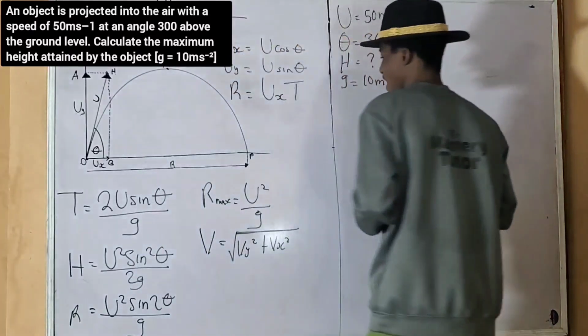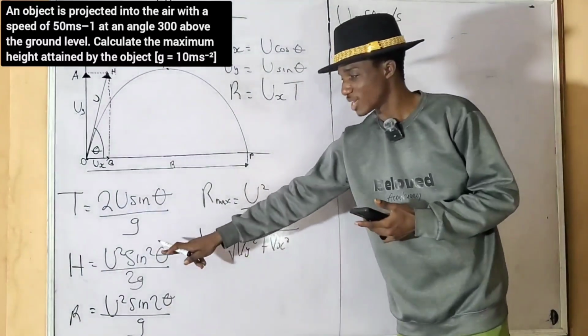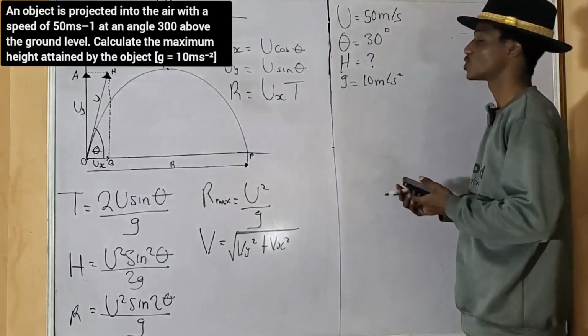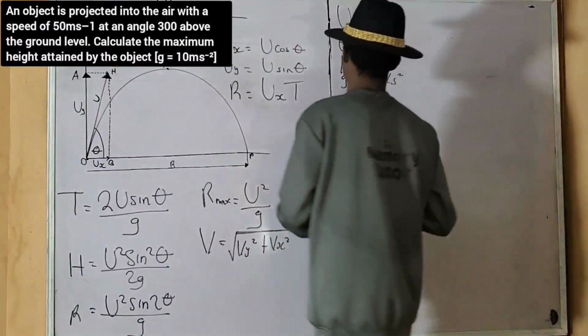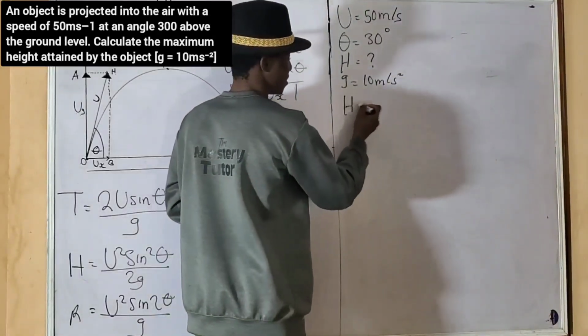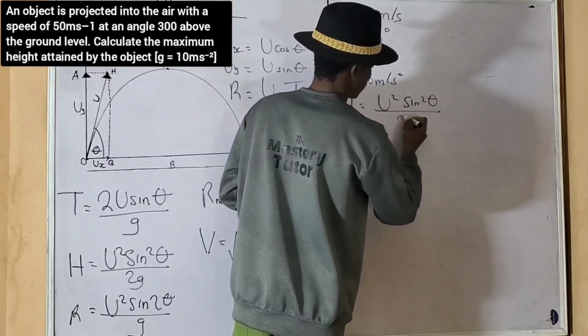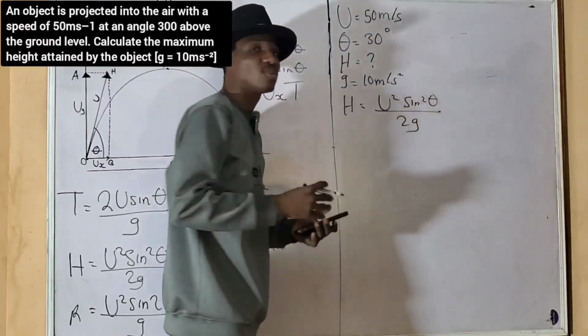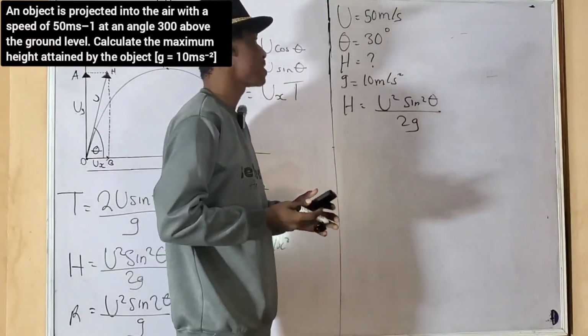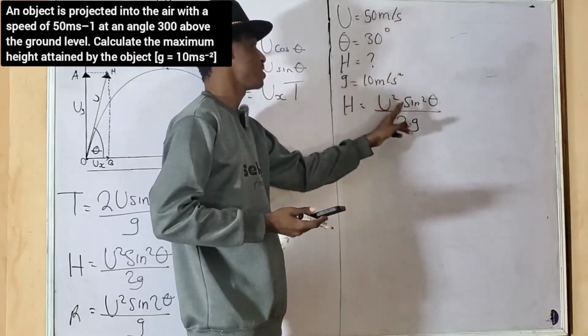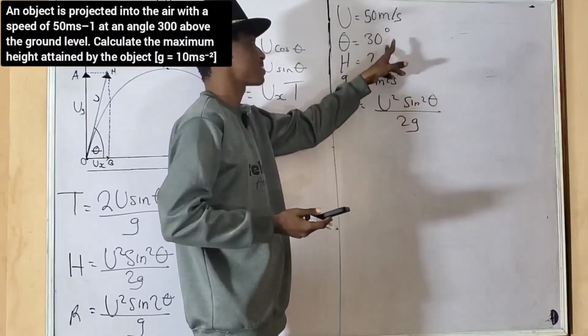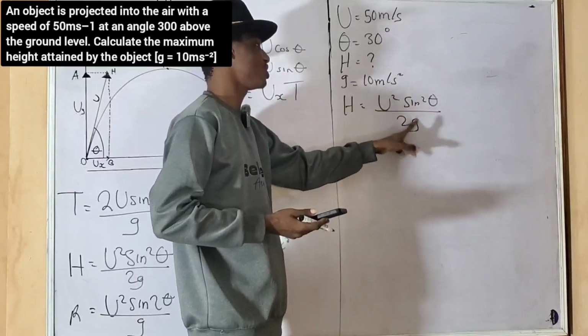Since we know that height is u squared sine squared theta over 2g, we don't have to do anything, just replace u squared sine squared theta all over 2g. To get the value of the height, all you have to do now is to replace u as 50, theta as 30 degrees, and g as 10.